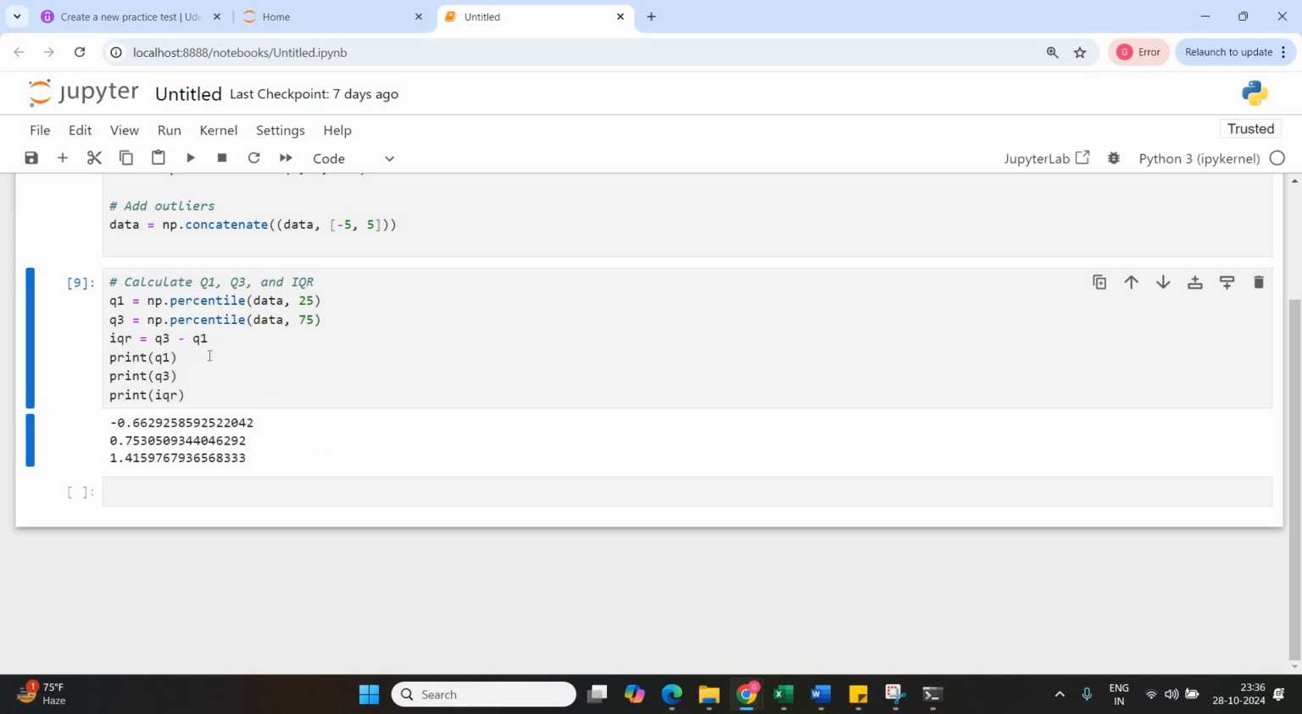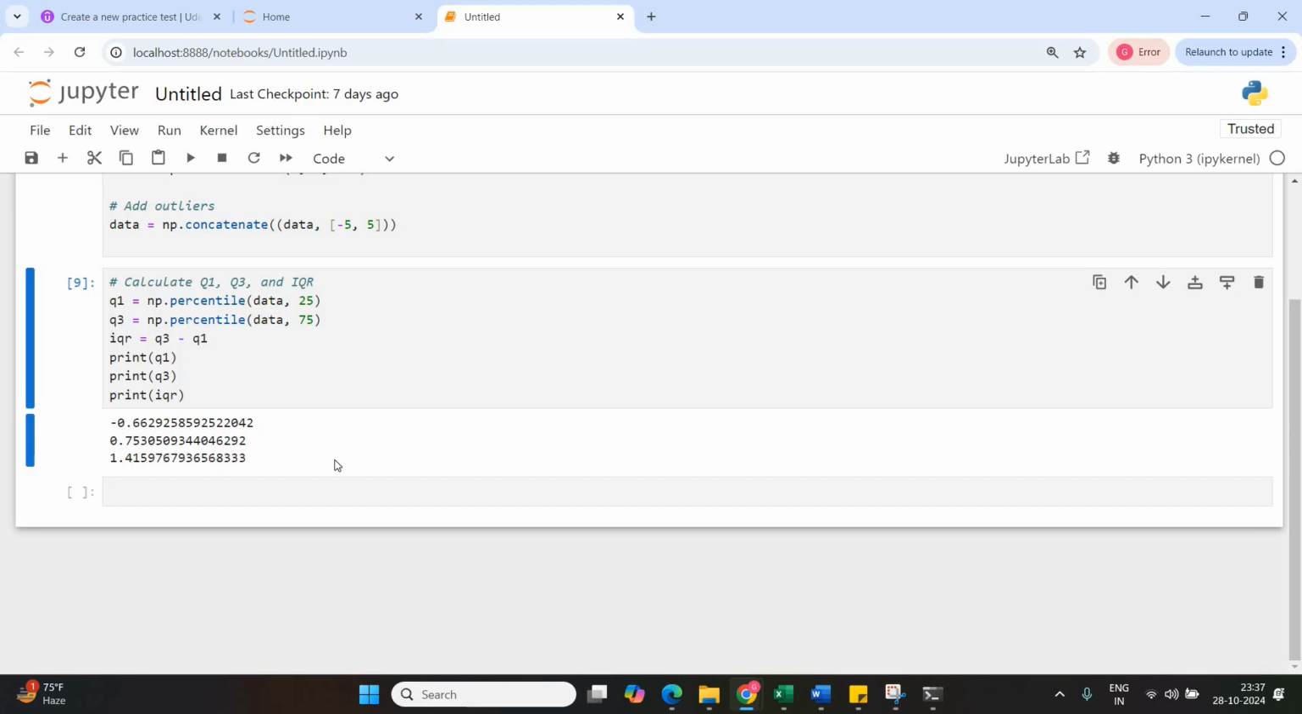Similarly for Q3 and then the interquartile range, we will discuss this one in the coming videos. But as of now, just understand that this is the difference between Q3 and Q1. So when you find the difference between Q3 and Q1, it comes out like this, 1.41. So this is the interquartile range, right?